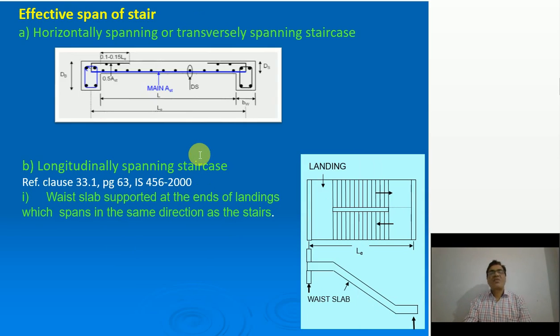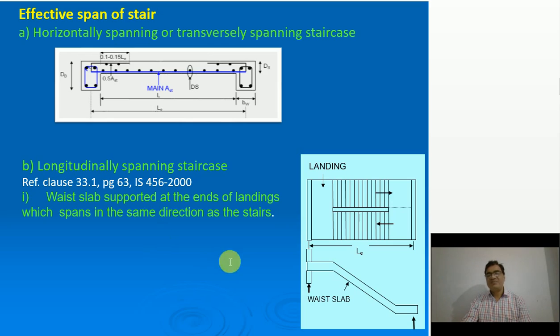Now, the effective span of the stair. How to consider the effective span of the stair? For that, in this diagram it is clearly mentioned that the effective span is center of this beam to center of this beam. Now this is the horizontally spanned staircase, that is considered as effective span. And in case of a longitudinal span staircase, we have to refer to clause number 33.1 of IS 456-2000.